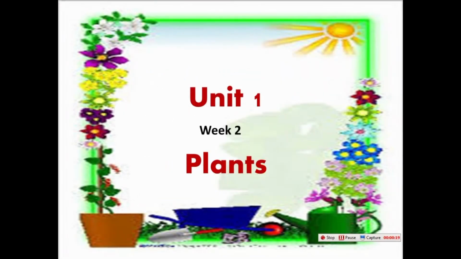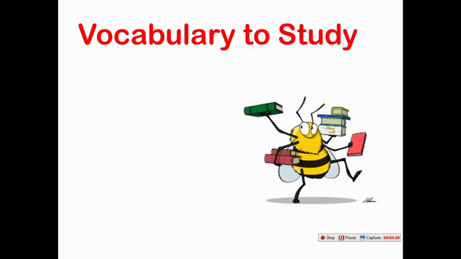We're going to continue our lesson on Unit 1. This is our week 2. Still, we are going to study about plants. But before that, we have to study 10 vocabulary words. You can open your book again on page 2, for the vocabulary word and the Thai meaning. Please repeat after me.